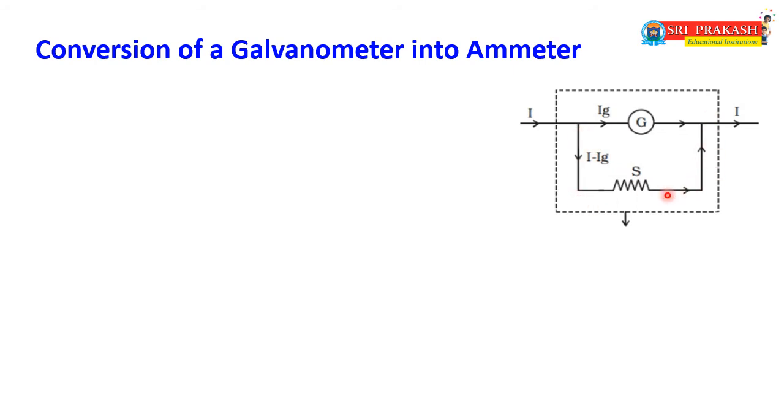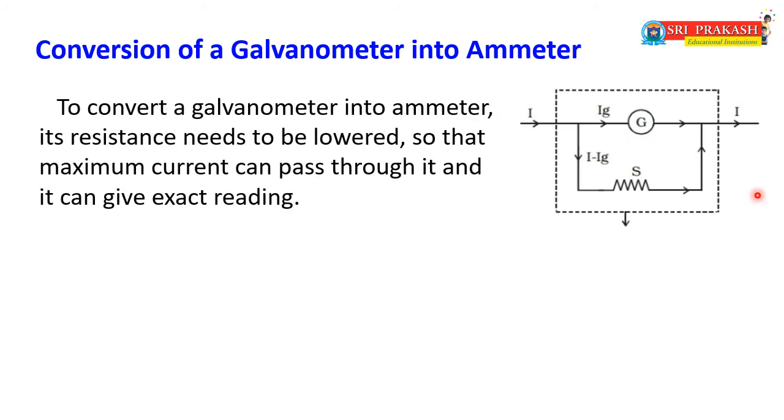So why do we have to connect the low resistance in parallel compulsorily? There is a reason. Here ammeter means it has to measure the current. To measure the current, current has to pass, but if more resistance is there, a large amount of current cannot pass. That is why we have to connect the low resistance and make the resistance value low.